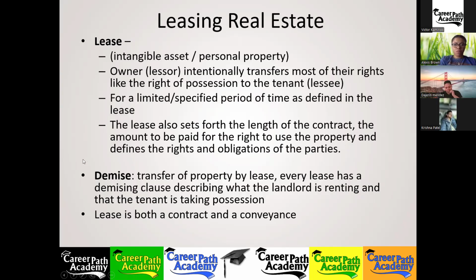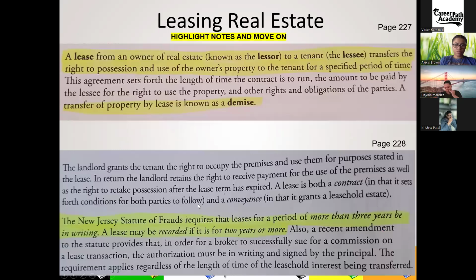Every lease has a demising clause in it that states they're to transfer the property by lease. So every lease has a demising clause describing what the landlord is renting and that the tenant is taking possession. A lease is both a contract and a conveyance in that regard. So let's highlight the lease and demise, and the statute of frauds requires that leases for a period of more than 3 years be in writing, and a lease may be recorded if it's for 2 or more.